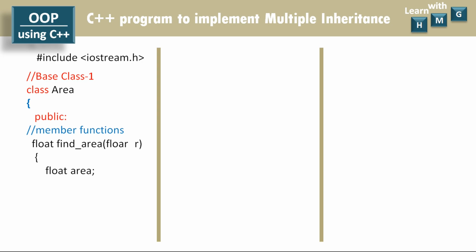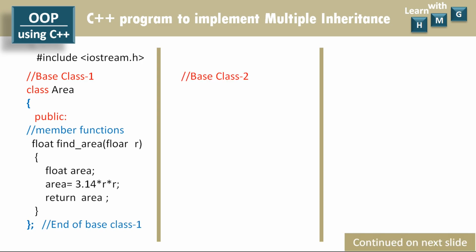So the local variable float area will be required, and this area will be calculated as 3.14 into r square, that is pi r square. After finding the area using radius r, let us return the area. So like this, find area function will accept r as argument and will return the area as return value. End of the class 1.